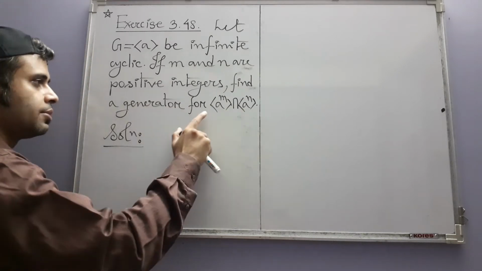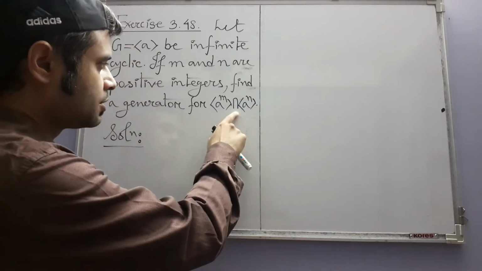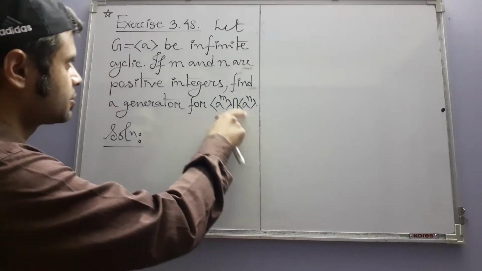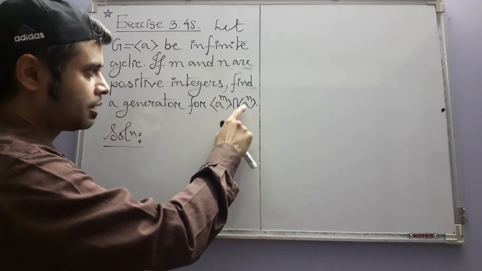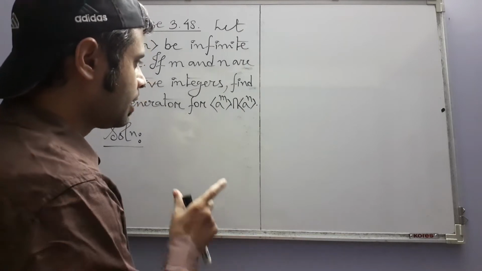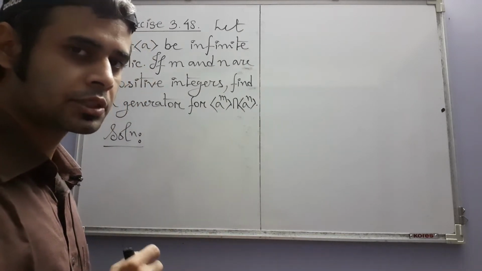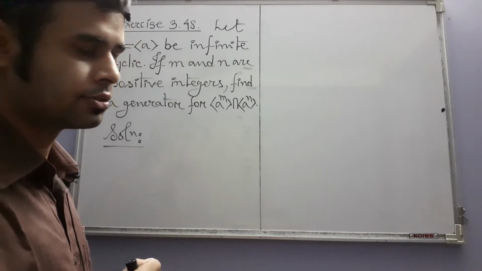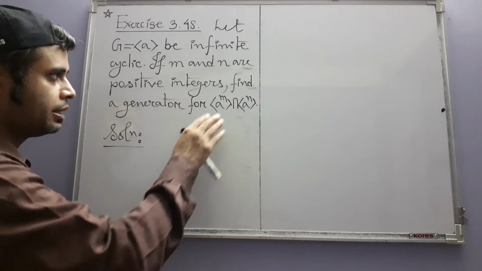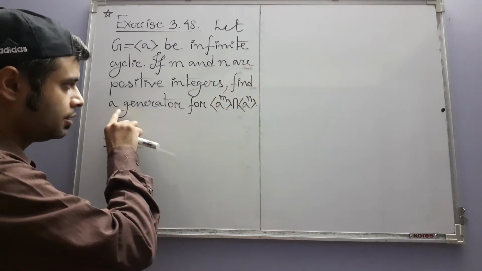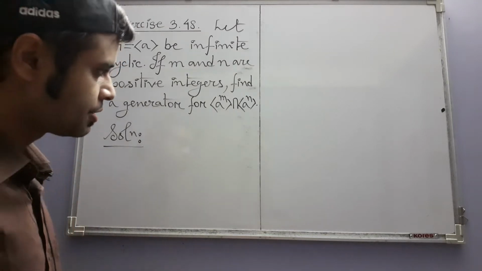Now we know that the intersection of two subgroups is a subgroup, and this is the intersection of these two cyclic subgroups of G, generated by A to the power M and A to the power N respectively. And we know one more fact about cyclic groups, that any subgroup of a cyclic group is itself a cyclic group. So this will also be a cyclic group, and that is why it makes sense to say that we want to find a generator for this. So let's see the solution.